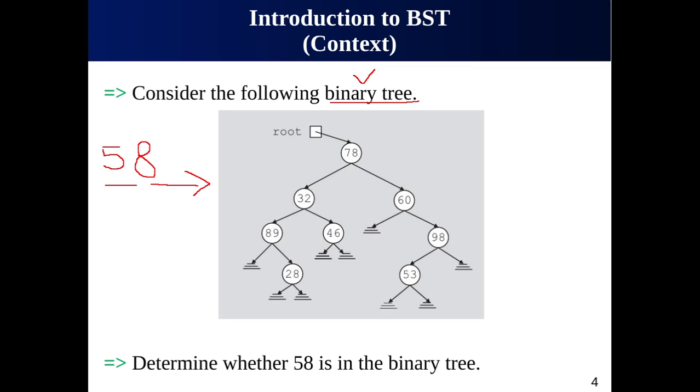If we want to find 58 in this tree, we have to compare this element with each and every node in the tree. You have to compare 58 with the root node 78. If they are equal, the search is successful. The item is present in the tree. If that is not equal, then you will have to compare it with 32, then 89, 46, 28. On the other side, you have to compare it with 60, 98, and 53. At the end, you will conclude that the item is not present in the tree. You have to perform n comparisons, for example.